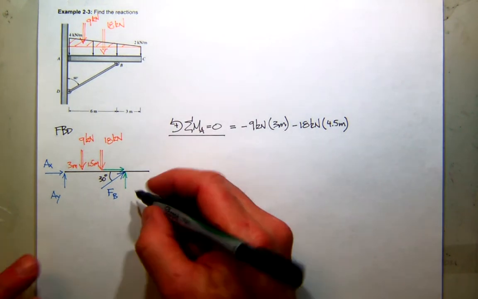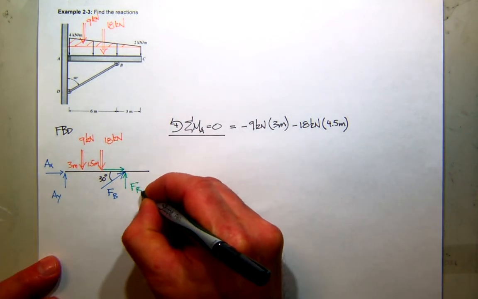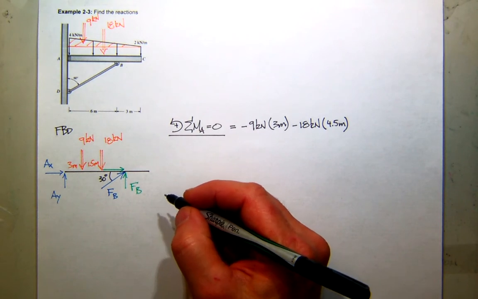So what's the vertical component? It's the force FB times what? Sine or cosine of 30? Sine.